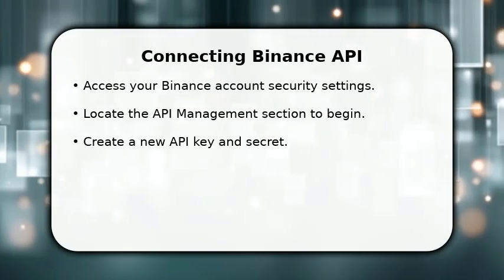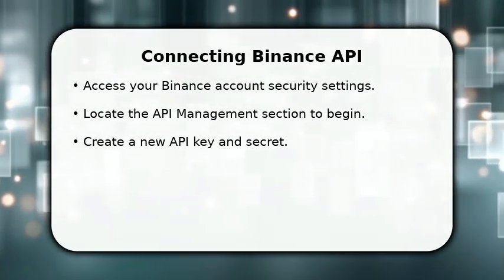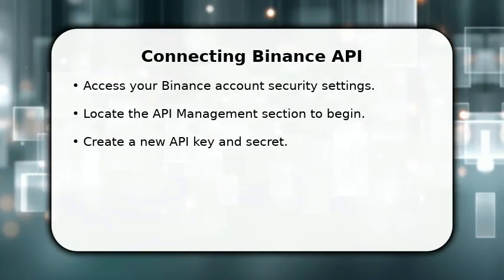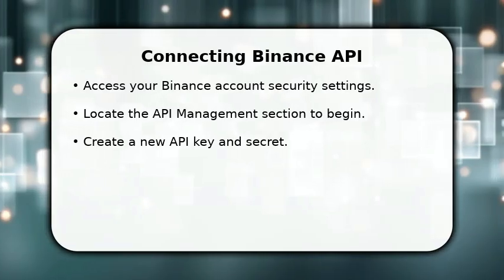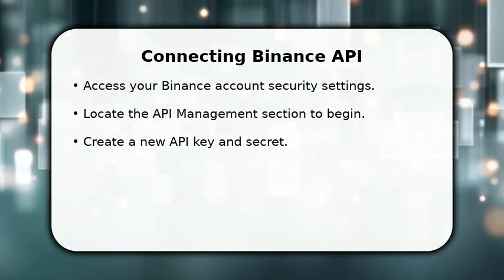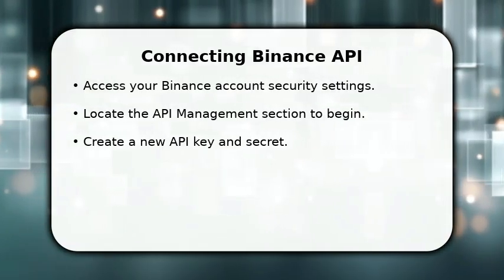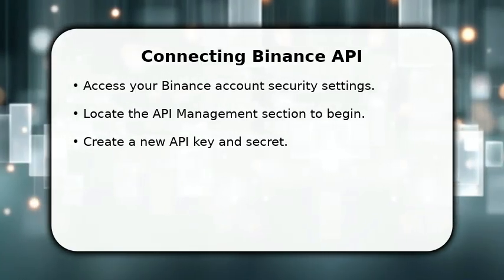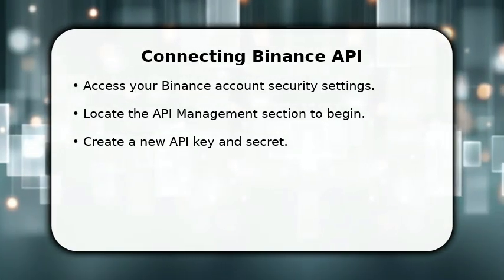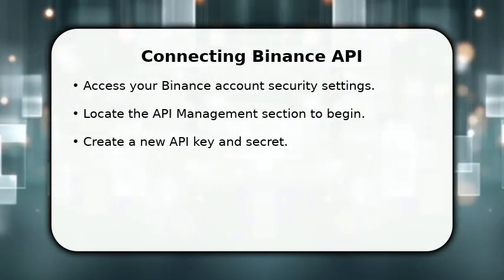In this video, I will explain how to connect the Binance API. First, log into your Binance account and navigate to the security settings. From there, find the API management section. You will then create a new API key and secret. It is crucial to initially set this key with read-only permissions for safety. This initial setup is a fundamental step for secure integration, ensuring your account remains protected from unauthorized actions.